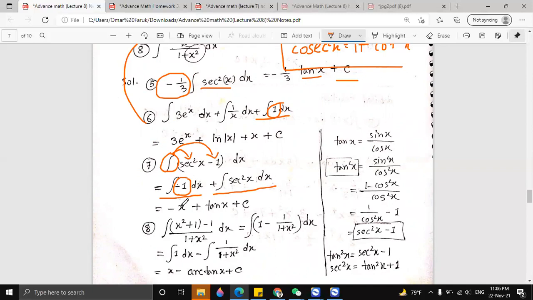Why, brother, it is first. Why? We wrote the minus 1 on the first side. Oh, no problem. 1 plus 2 is 3 and 2 plus 1 is also 3, no problem. Yeah.